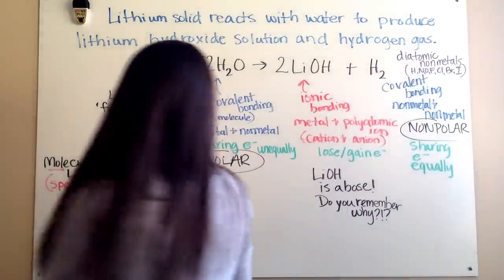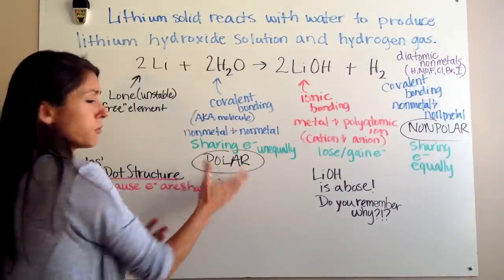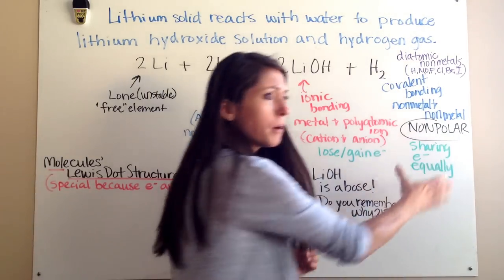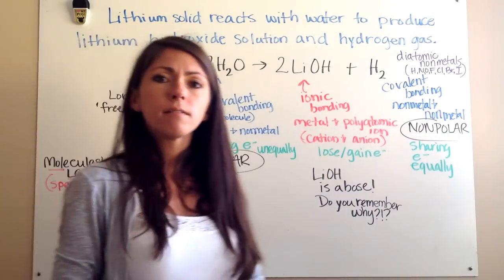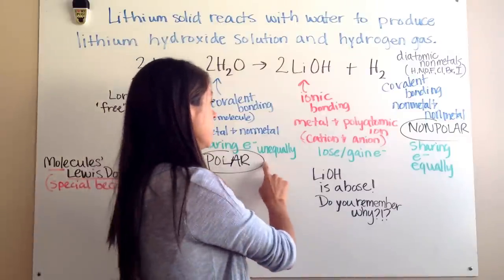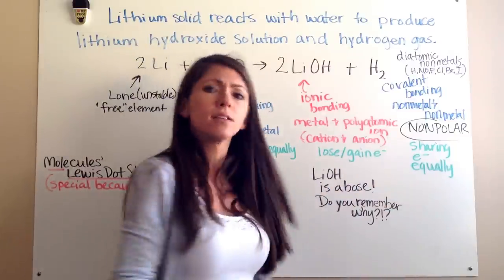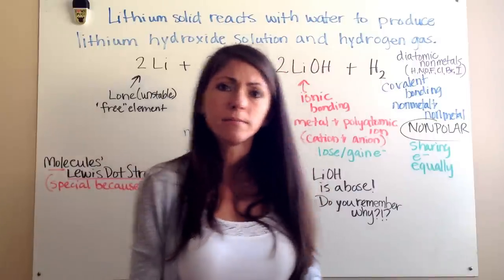Now, one thing I want to mention is how I've labeled this as polar covalent, and this as nonpolar covalent. How do we know that this is polar? How is it that I can say that electrons are shared unequally here, but equally here? So why is it that they're not sharing electrons equally?